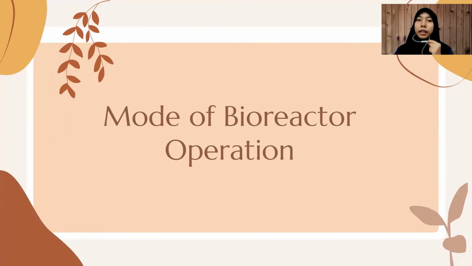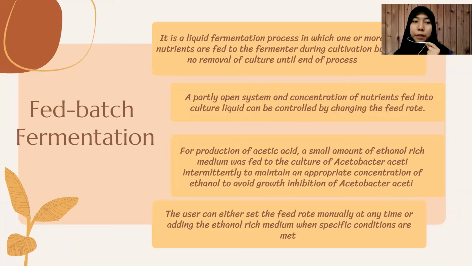Next is the mode of bioreactor operation. For acetic acid production, the mode of bioreactor operation can be batch, fed-batch, and continuous fermentation. But today, I'm going to explain more about the fed-batch fermentation. Fed-batch fermentation is a liquid fermentation process in which one or more nutrients are fed to the fermenter during cultivation, but no removal of culture until the end of the process.